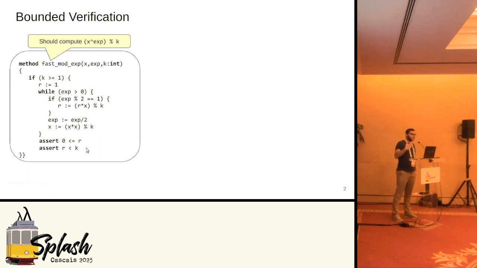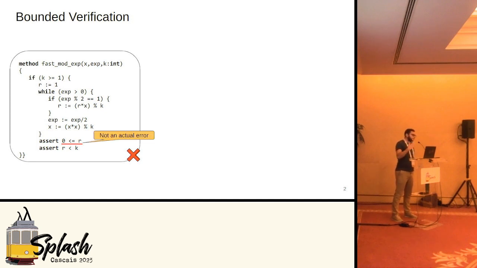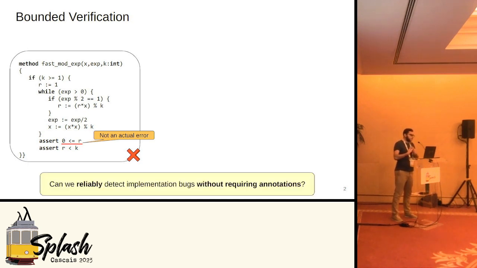And maybe here, because you have a tool, you run your tool, and verification fails. And it tells you that this assertion doesn't hold. But you know those tools, they cannot reason well. Unbounded verification needs a loop invariant to reason about the loop. And this, in fact, is not an actual error. This will never happen. And so the question here is, we would like a way to reliably detect implementation bugs without requiring annotation. So we would like, in this situation, to get quick feedback on our implementation.